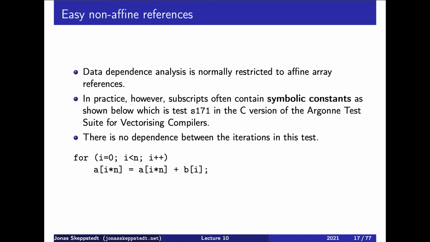But there are cases that are also easy to analyze, even if they are not affine array references, such as this. And so what is this? Well, we have an unknown, or at least some variable that is part of the expression, but which we don't know the value of. And a technique called symbolic analysis can analyze these expressions to determine that there are really no data dependence between the iterations.